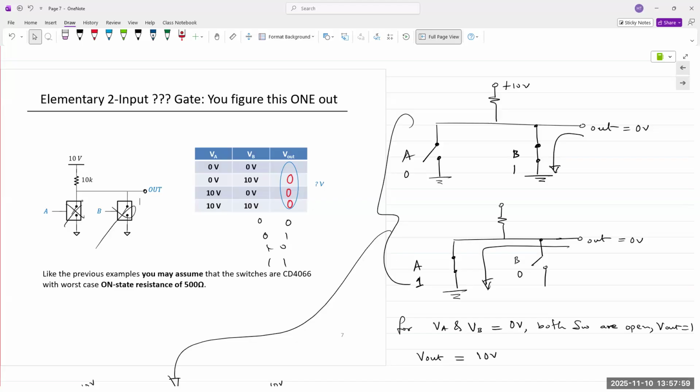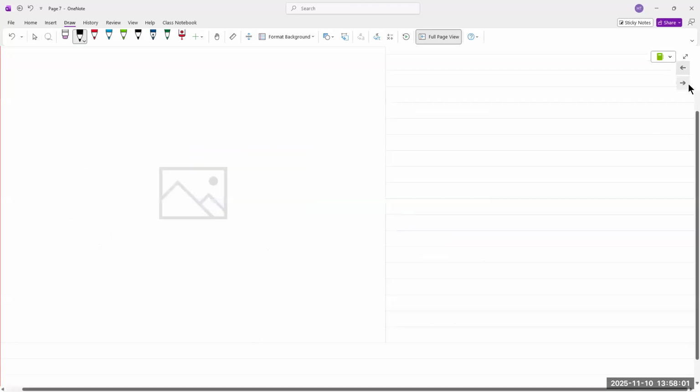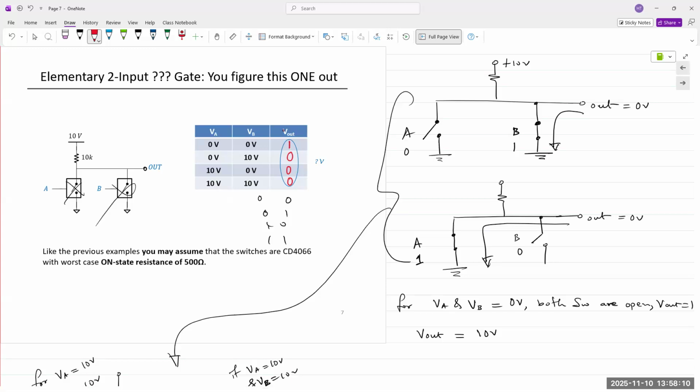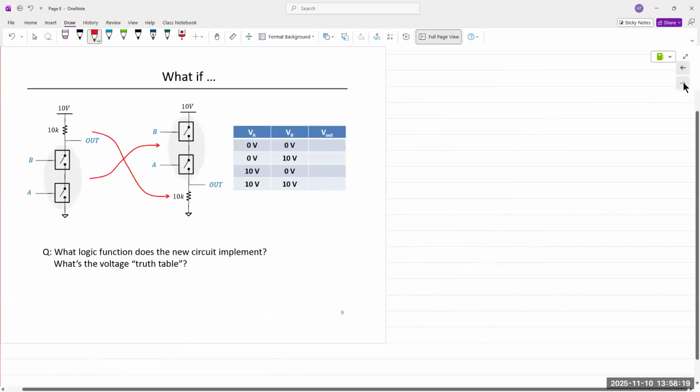Okay, so when both are 0, 0, you already calculated that the on resistance is high. What is the output? The out is 1. So what kind of gate is this? I'll leave you to think over that and answer, because we only have 2 minutes left. So I want to finish up this next one.